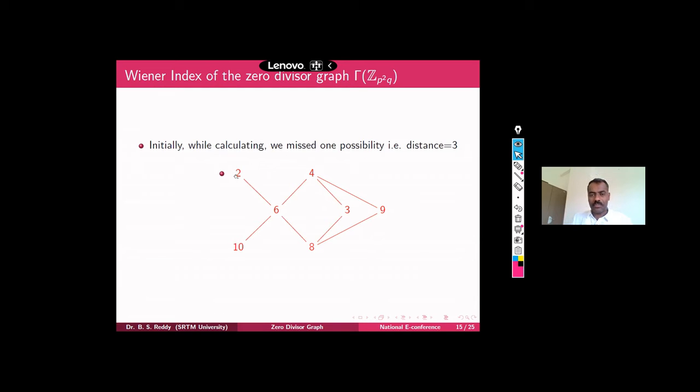You have to travel from 2 to 3 via 6. You go from 2 to 6, then 6 to 4, 4 to 3. So 1, 2, 3. Okay. Or you go to 6, 8, then 3. Okay. So that case we somehow missed, and later we corrected it. And I will tell you who actually pointed out our mistake, that one case was missed. Okay.